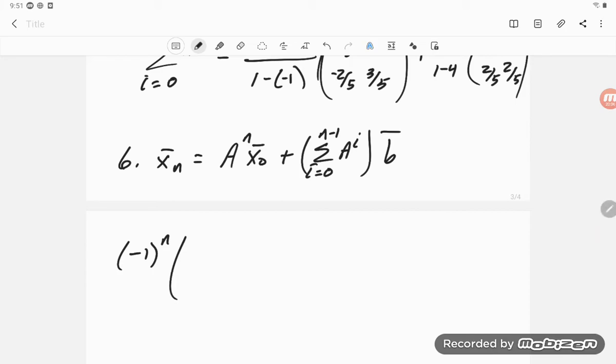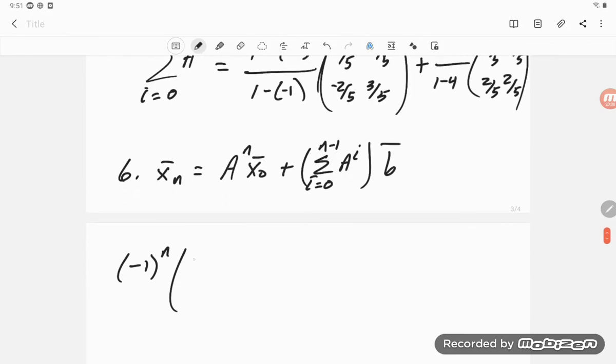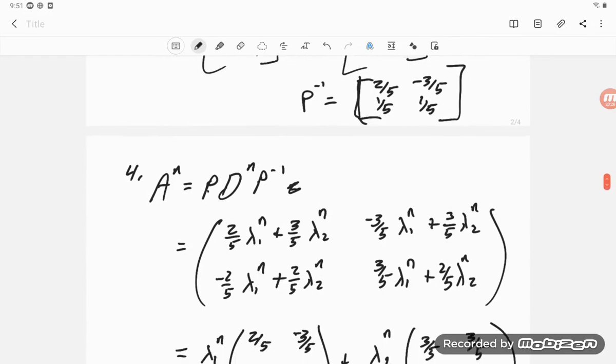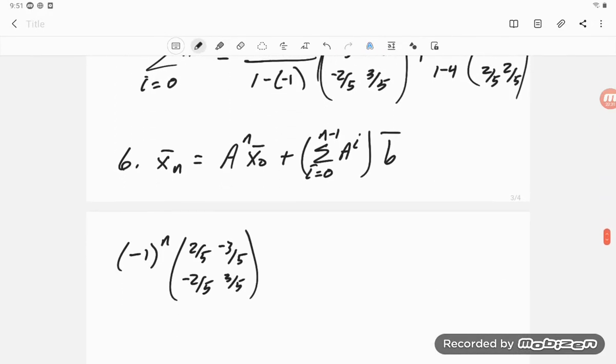So what are we at? 2/5, negative 3/5, negative 2/5, 3/5. So I have that, and then times x0. Oh, x0, what were you? 4 and 1. So this is times 4, 1. And then, I should put an equals there. Okay, then plus 4 to the n.